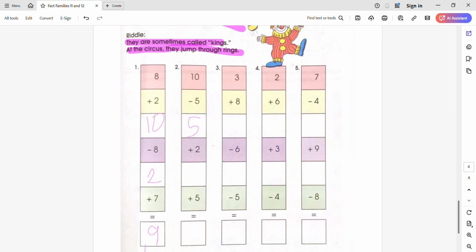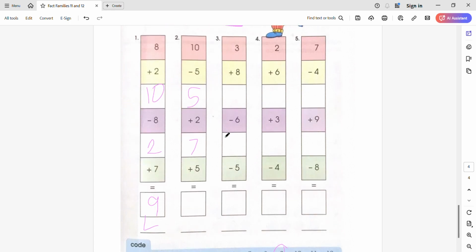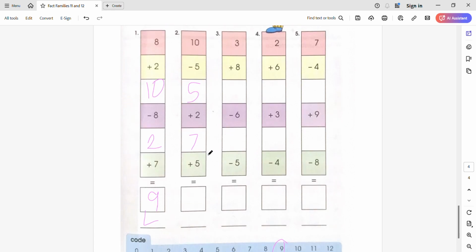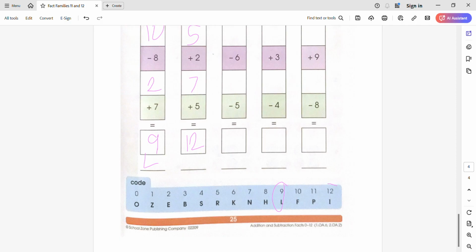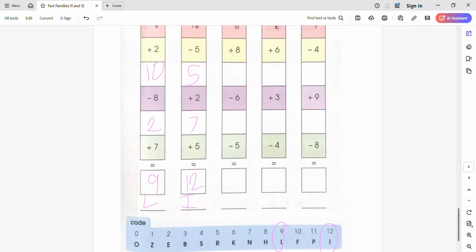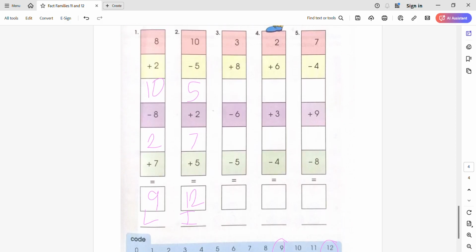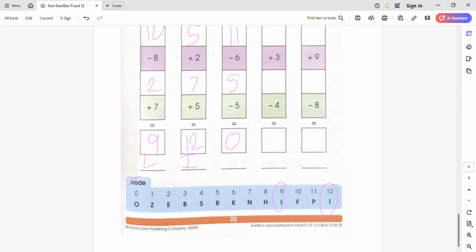10 minus 5 is 5. 5 plus 2 is 7. 7 plus 5 is 10. And then you add 2, which is 12. 12 is I. 3 plus 8 is 11. 11 minus 6 will be 5. 5 minus 5 is 0. 0 is O.